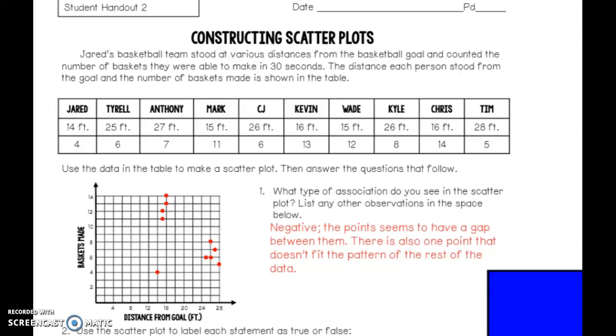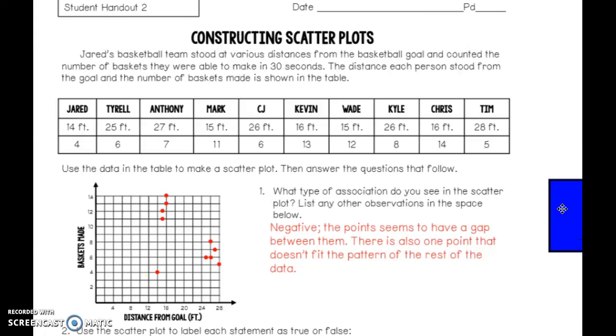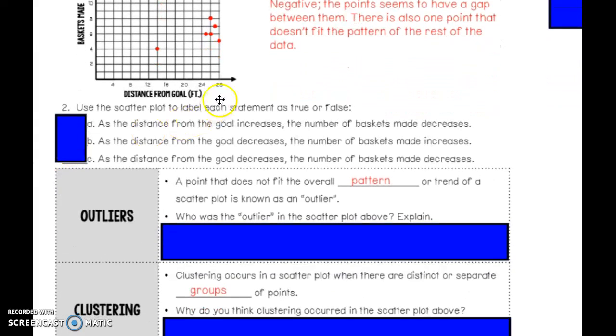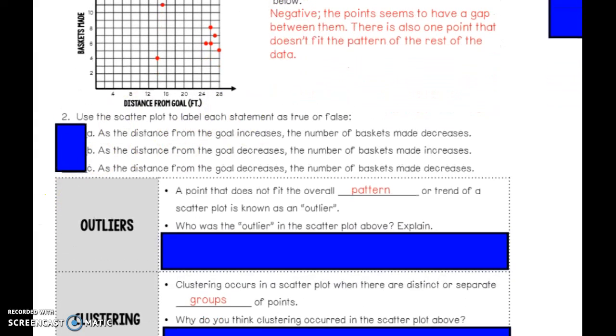So if we said negative, the points seem to have a gap. There's also one point that doesn't fit the pattern. So this brings us to some of the vocabulary that we're going to talk about today. Sometimes when you have data and you construct your scatter plot, we do not have a perfect pattern. Okay, but first let's just go through these true-false questions.